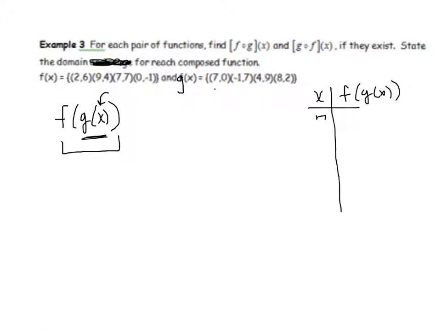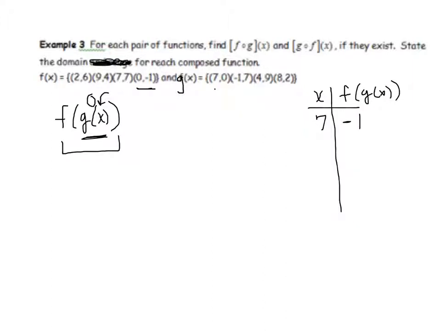So my first x is 7, and g of the 7 would be 0. So this would turn out to be f of 0. Well, what is f of 0? So I would jump over here to f, I would find where the x is 0, and I would write -1.